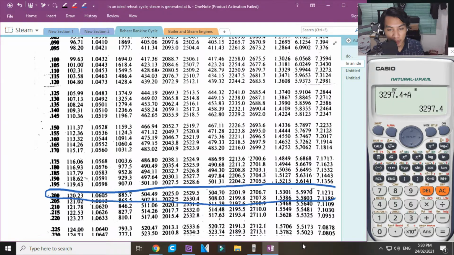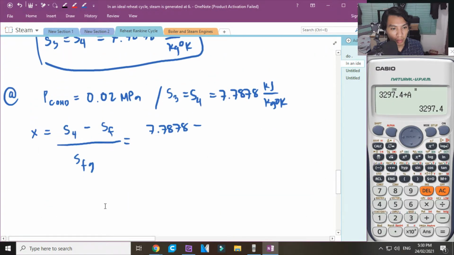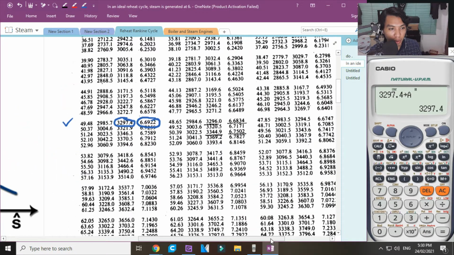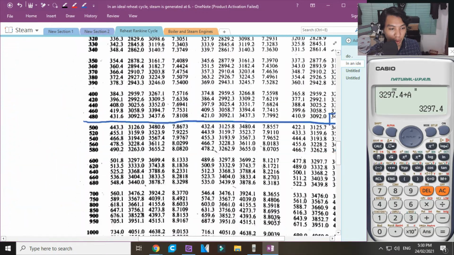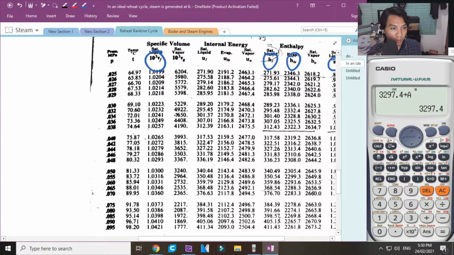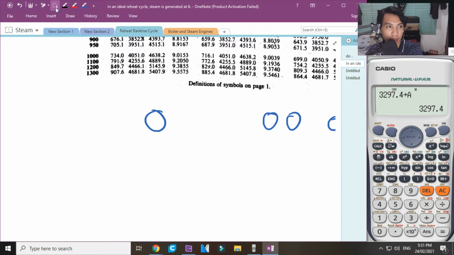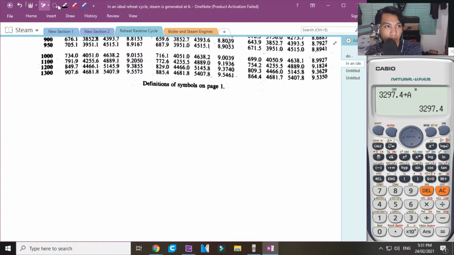So, 1.5301. Check natin. Ah, mali. Hindi pala 0.02 ang nalagay ko. Mali ako ng table. Ay, mali ito. Delete na natin to. Okay? Delete na natin. So, wait lang, kunin ko lang yung steam table ko.